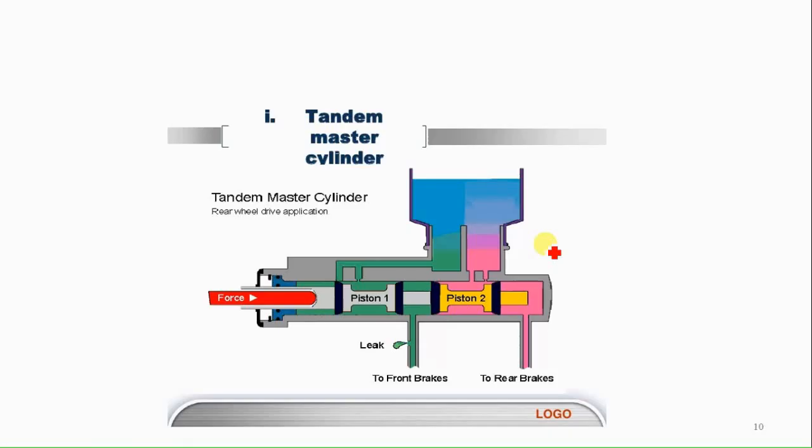Now here this is the basic diagram of the tandem master cylinder, showing how the tandem master cylinder basically operates and what the internal structure inside the tandem master cylinder is. Here you can see there is a reservoir. This reservoir is divided into two chambers.